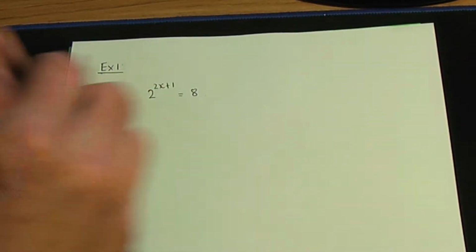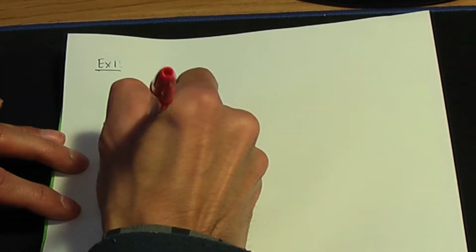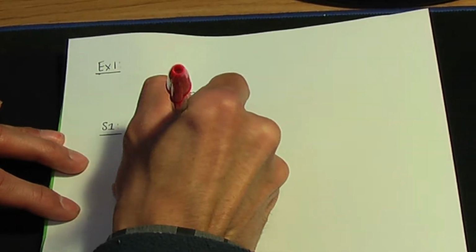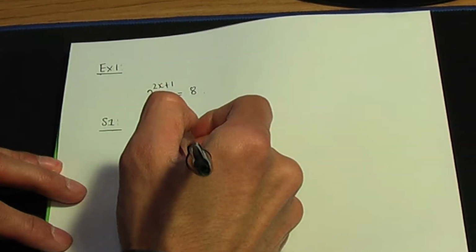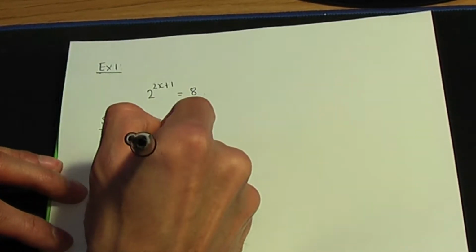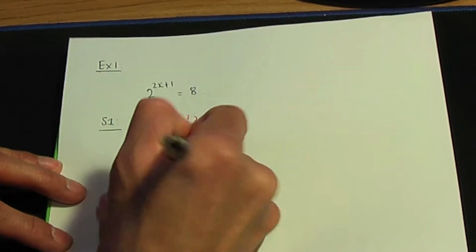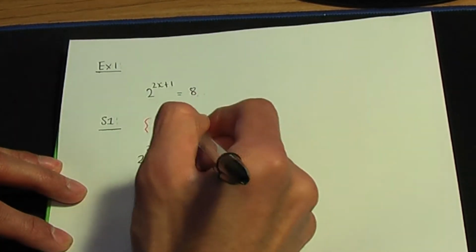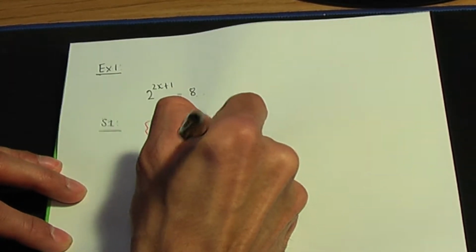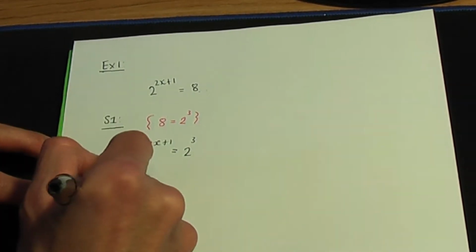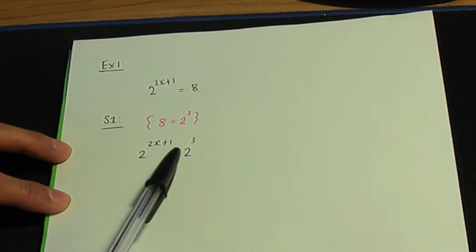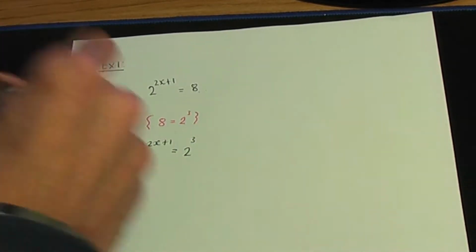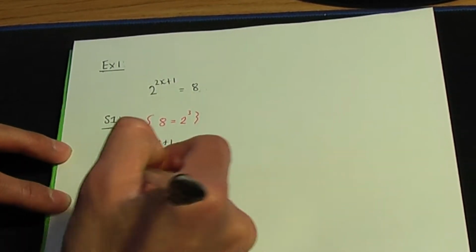So we know that 8, let me take a red pen, 8 is the same as a base of 2 to the power 3. With this being said, on the left hand side I have 2 to the power 2x plus 1, that is equal to 8, which is a base of 2 to the power 3. Okay, so that is what step number 1 is about, making the base terms the same on both sides of the equation. So now I have a base term of 2 on both sides. So this takes us to step number 2.